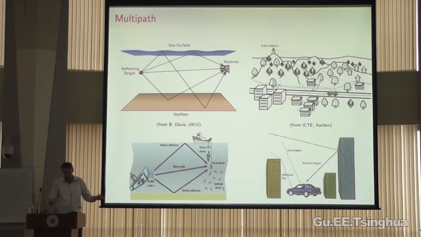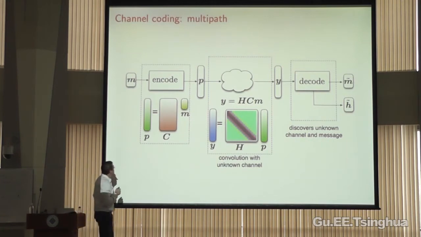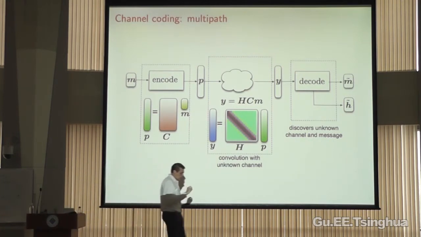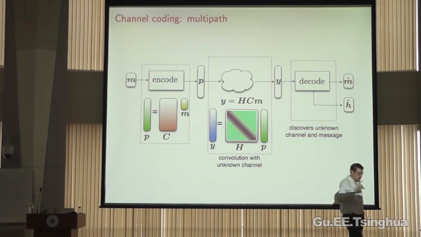It's a problem which comes up all over in signal processing and communications. Here's what we'll think about, and this will make it clear what our structures are. We have some message M, and we encode it. That means we protect it, in some sense, against errors.